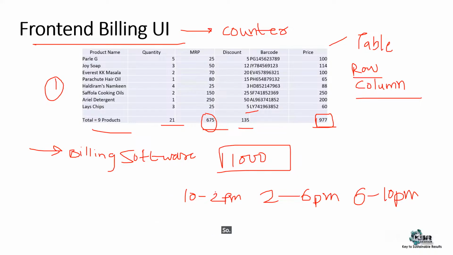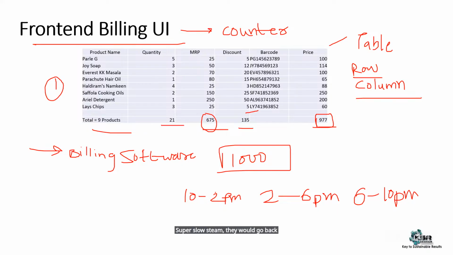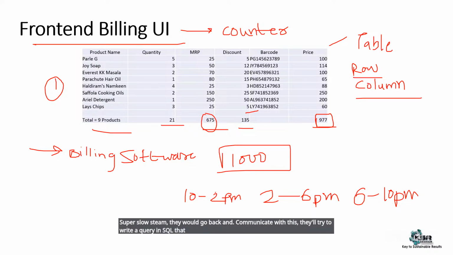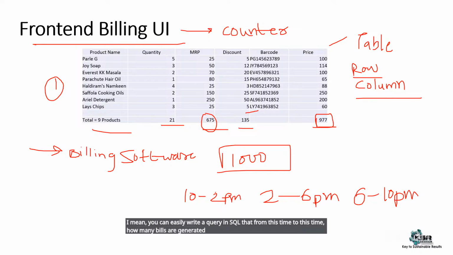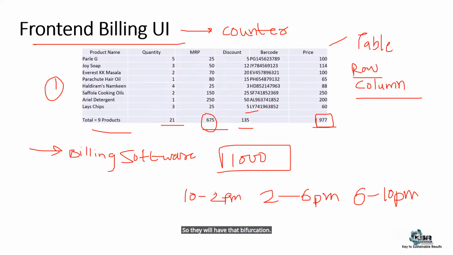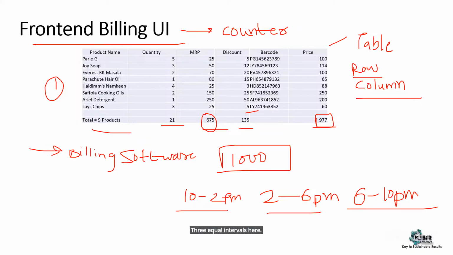So they can bifurcate. Now, how would the data analysis team or the superstore team go back and communicate with this? They'll write a query in SQL. You can easily write a query in SQL that from this time to this time, how many bills are generated, and from this time to this time, how many bills are generated. So they will have that bifurcation. Now, what is the logic? The logic is that you have to divide the time into 3 equal intervals here. How to divide, how the logic is written, that's the further part.